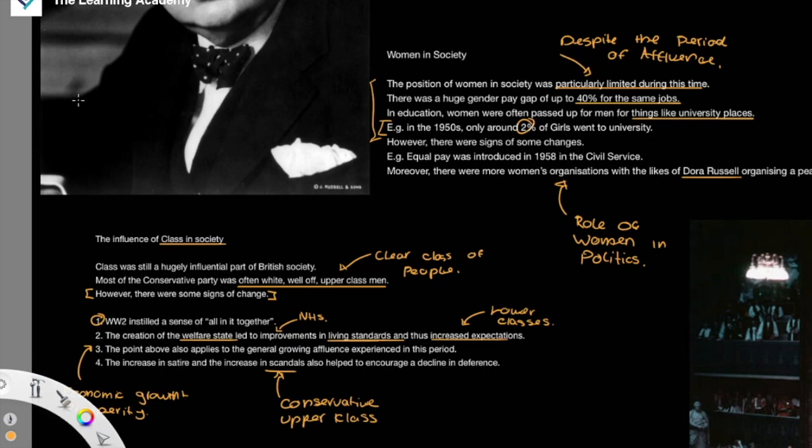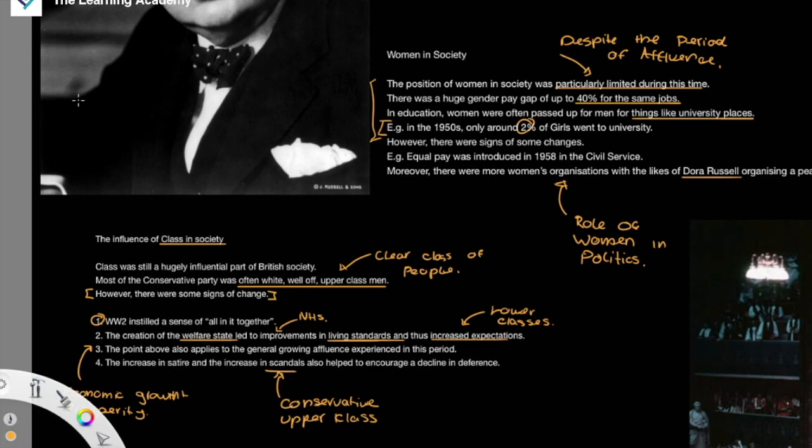And the same thing for class. While class was still a hugely important part of society, ingrained within it, and while there was still a huge class divide, a number of things like World War II, the welfare state and the influence of satire closed that divide ever so slightly. In the next video, we're going to talk about the social tensions that took place, including racial tensions, the impact of immigration, etc., before we move on to look at foreign policy.